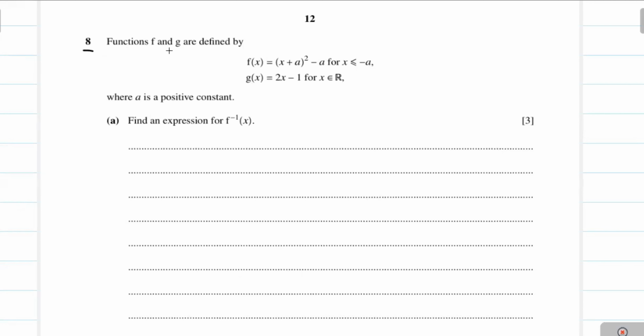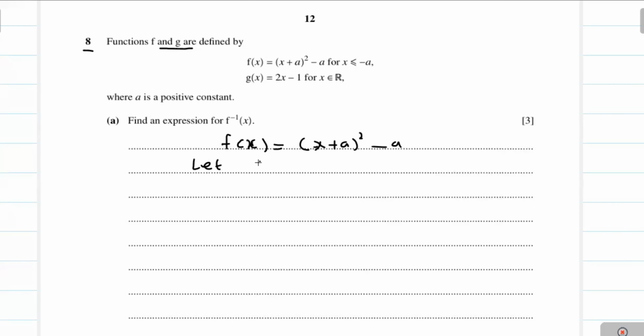Question number 8, functions f and g are defined by f of x and g of x. Find an expression for f inverse of x. To find f inverse of x, firstly we write this equation: f of x equal to (x plus a) whole squared minus a.